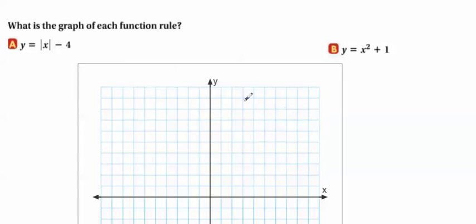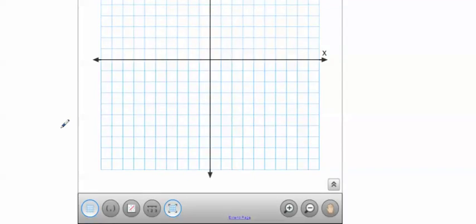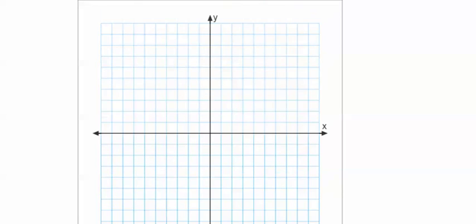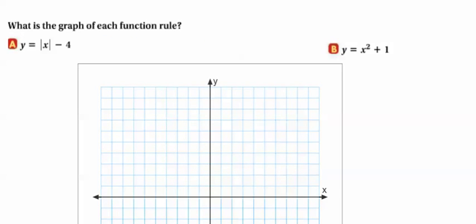Okay, looking at this, what is the graph of each function rule? This is y equals the absolute value of x minus 4 and y equals x squared plus 1. For these ones, to start them all out, you have to make a table of values for each one. So if I want to make a table of values for A, it's very good practice when you're dealing with absolute values to go ahead and use -2, -1, 0, 1, and 2.